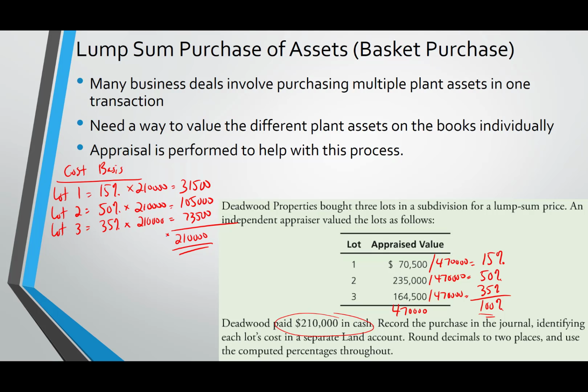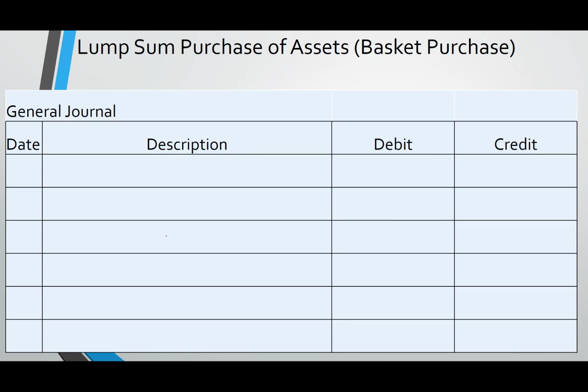So to do that, we'll go to the next slide, and it's a pretty basic journal entry here. They didn't give us a date, so we'll just leave that blank. They said to put each of these things in a separate land account. So for each account, I will debit land and the specific lot. Land lot 1 was a debit for $31,500. Land lot 2 is a debit for $105,000. I'm just taking the values that I had from the previous slide. And land lot 3 comes out to be $73,500, and obviously we're going to credit and give them the $210,000 cash.